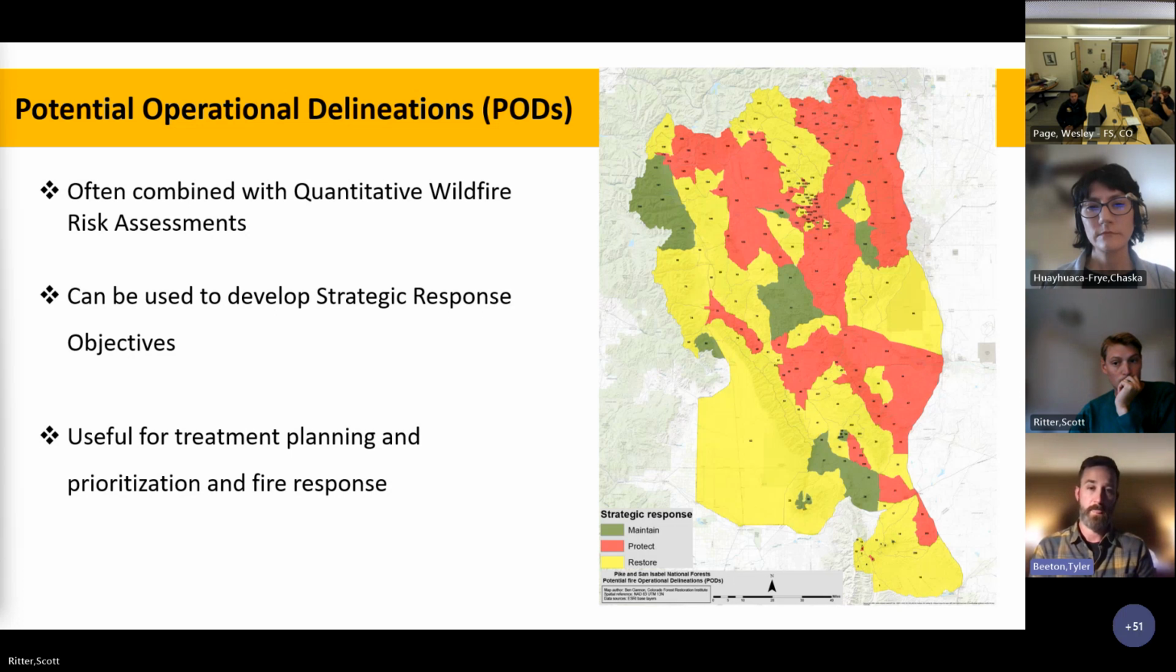On the other end of the spectrum, those in green are what's referred to as manage zones or categories. What those refer to is that the risk or the values and resources that we care about within that pod may respond positively to fire under some conditions. So again, if it's safe and effective to do so, and if you have the resources at hand, you might want to consider managing that fire for resource benefit or for other objectives.